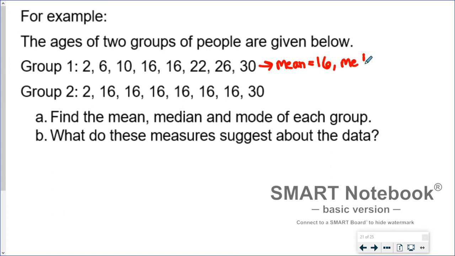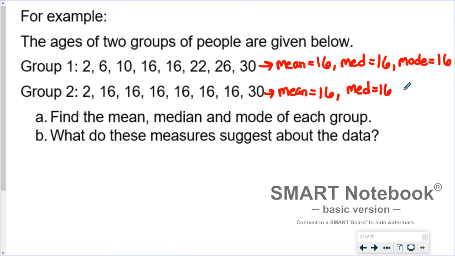The median: going in order, there's 8, so it would be halfway between the 4th and 5th. The average of these two is also 16. And then the mode, the one that occurs the most, the only one that's repeated is 16. Here, the mean: 30 and 2, 32, that's 16 average, and everything else is 16. So this is also 16. Median, obviously all of the ones in the middle are 16, and the mode obviously is 16 also.